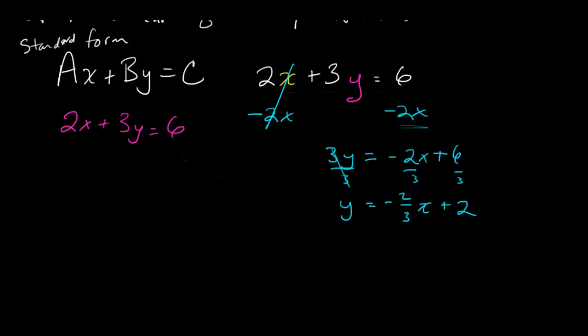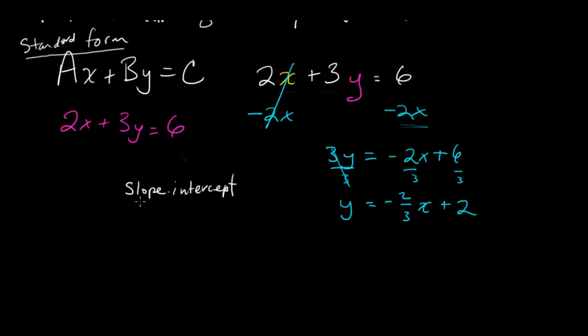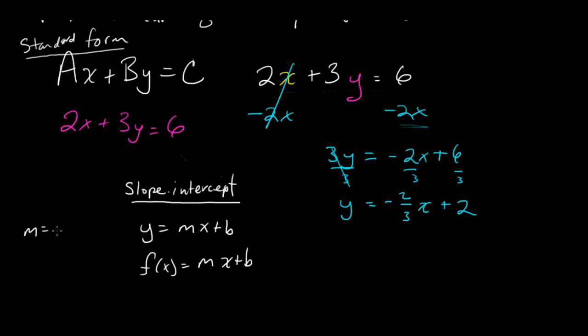Now that we've solved for y, we have a new form of our linear equation. Up here, the standard form said ax plus by equals c. Now we have what's called the slope-intercept form of the linear equation, which states that y is equal to mx plus b, or it's pretty much the function notation, f of x is equal to mx plus b, where m is the slope.